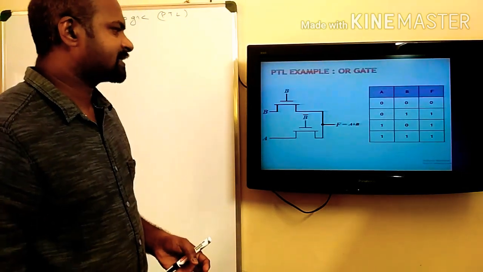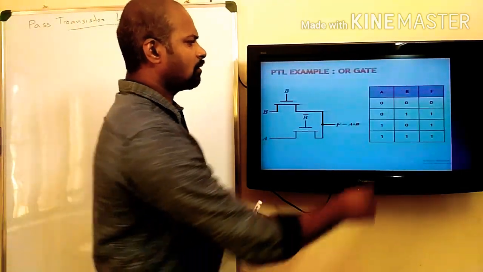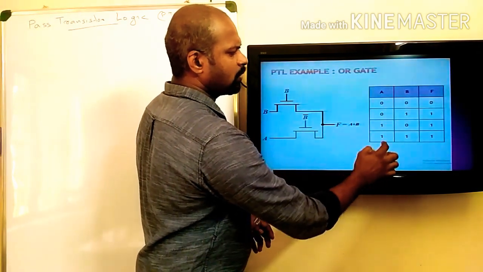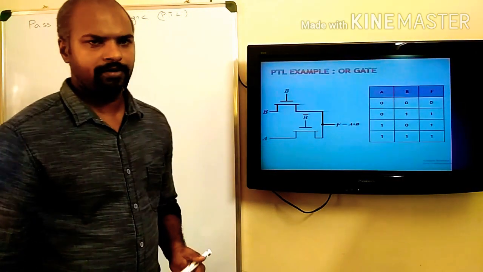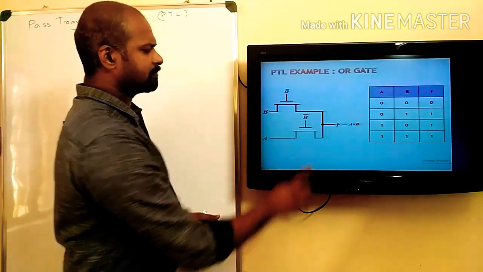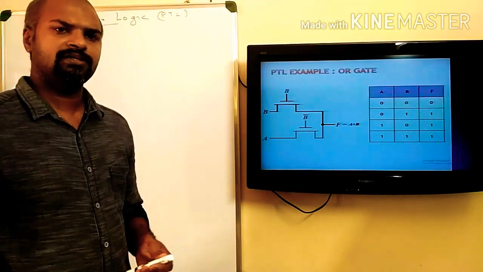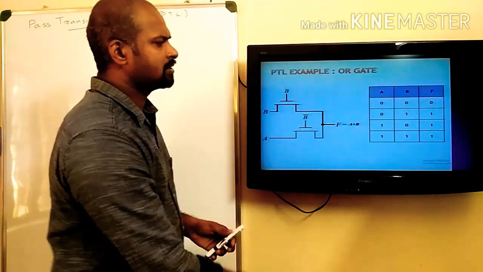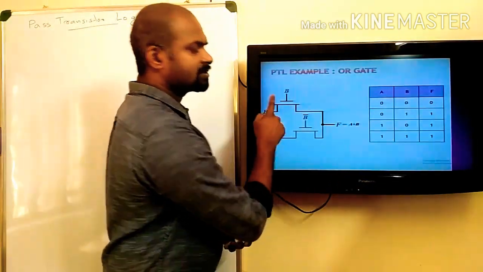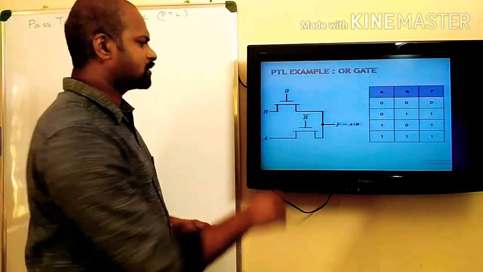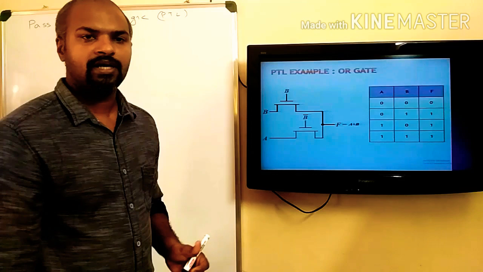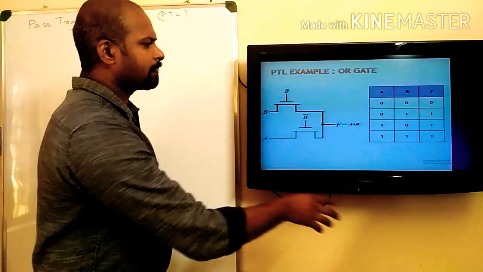Now let us take an example of an OR gate. In an OR gate, you know that if either A or B is 1, the output will become logic 1. So how can we design a pass transistor logic for an OR gate? I have two transistors, and these two transistors will work based on the primary inputs A and B. Now ground and VDD are connected to this.